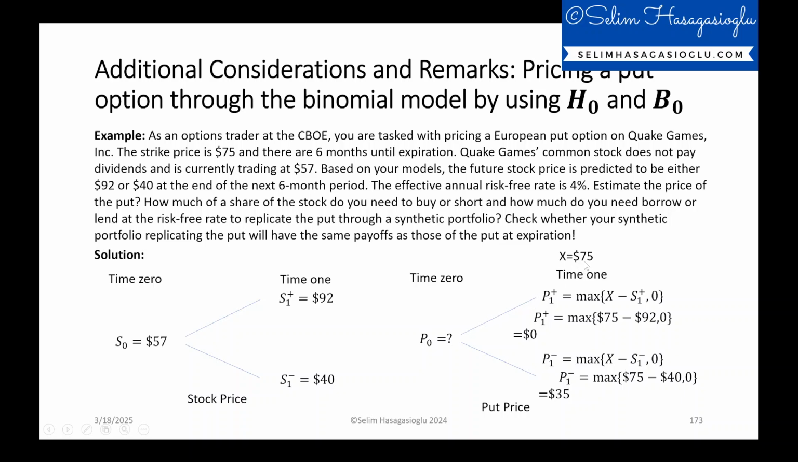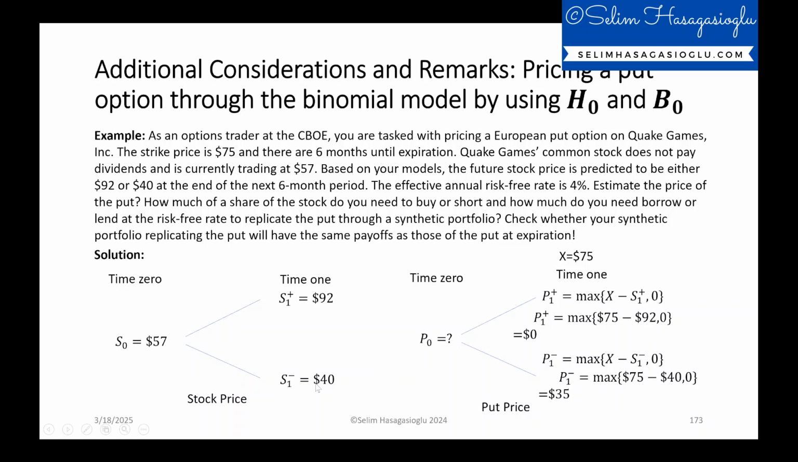The strike price is $75. So at time 1, if the stock price is $92, the put option will not be exercised, because you won't be buying the stock in the market at $92 and selling it for $75. Remember, we are taking the maximum between two values, X (strike price) minus S1, or 0. This is a negative value, so P1 will be 0 in that case, and evidently you won't be exercising the put option.